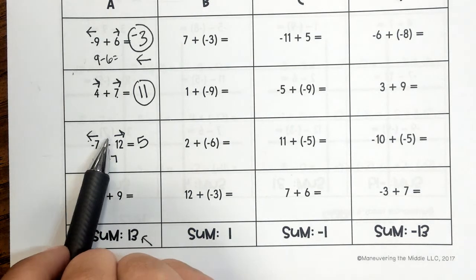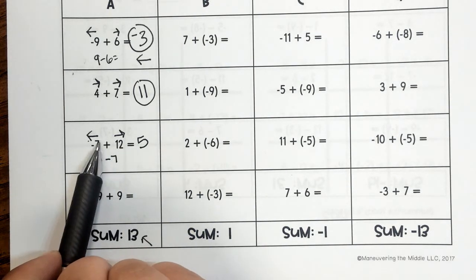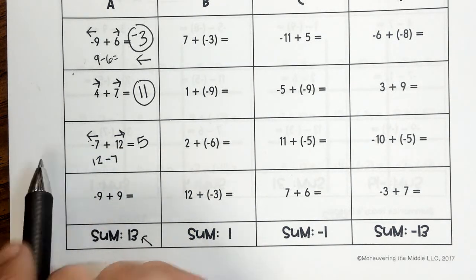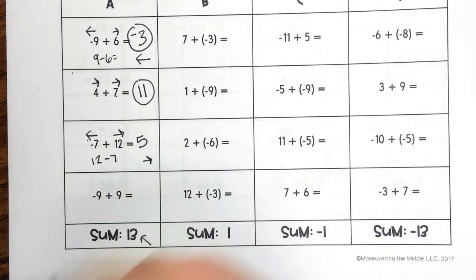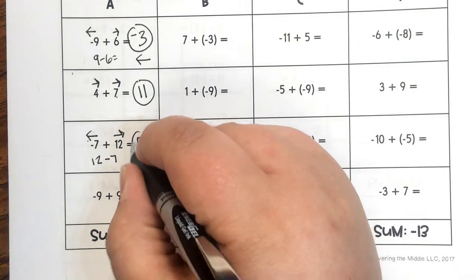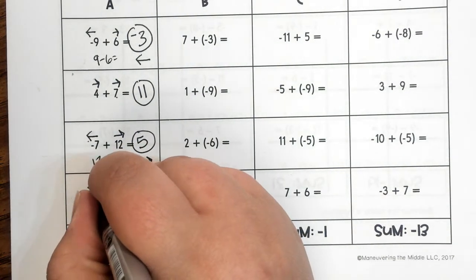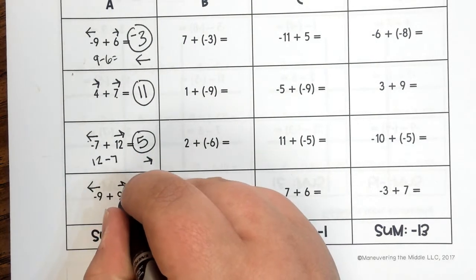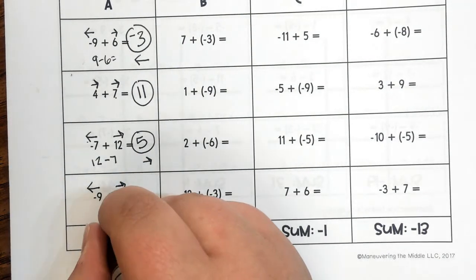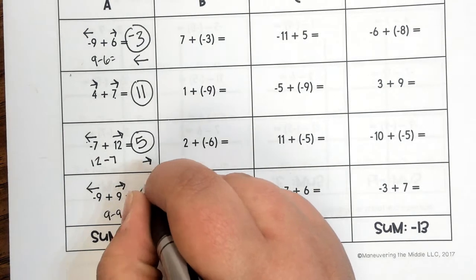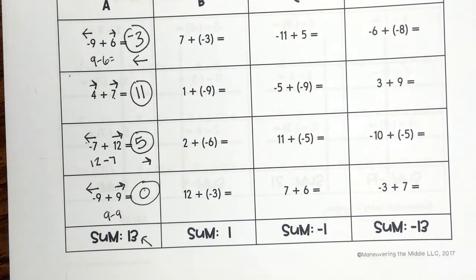And there's 12 people making the box go right and only 7 people making the box go left. So the box should go to the right at the end, which means this is just a normal positive 5. I've got negative 9 plus 9. Negative 9 goes left. Positive 9 goes right. So I'm really thinking about 9 minus 9, which is 0. 0 doesn't have a sign, positive or negative, so I'm just going to leave it as 0.